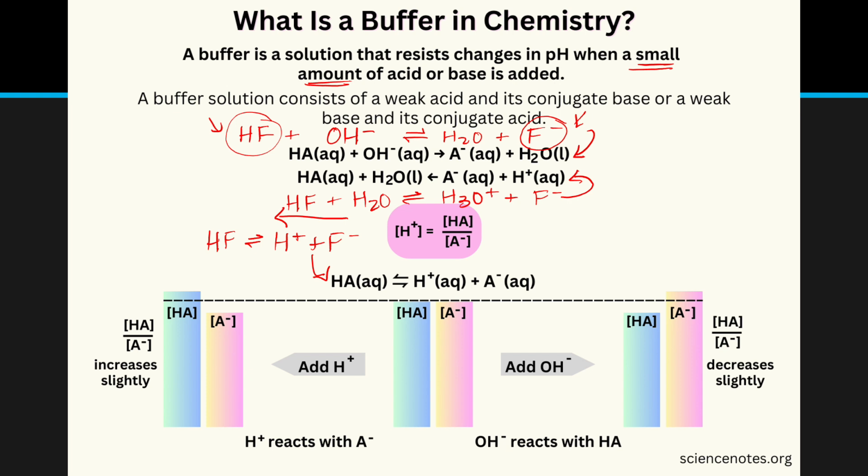So it also could go in the opposite direction. If we were to add OH minus, then we're going to neutralize this H plus by making water. And if we are decreasing H plus, then it's going to shift towards that substance. So we are going to be making more of our conjugate base, which is why we're shifting equilibrium and offsetting that pH.